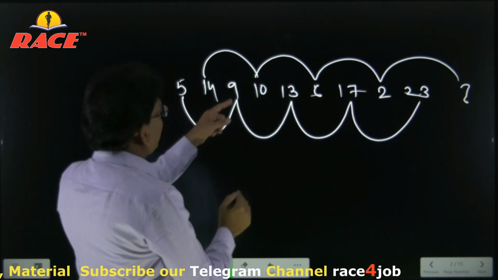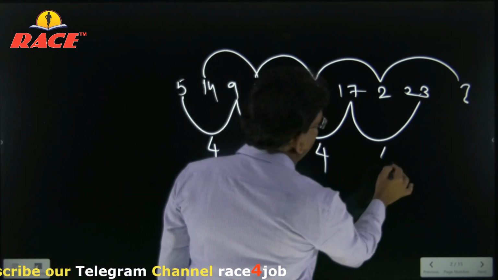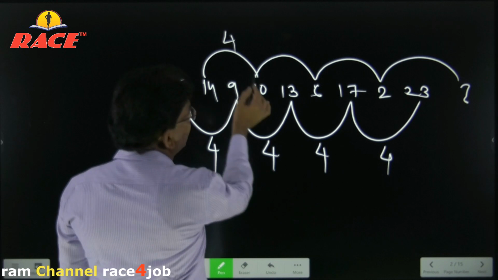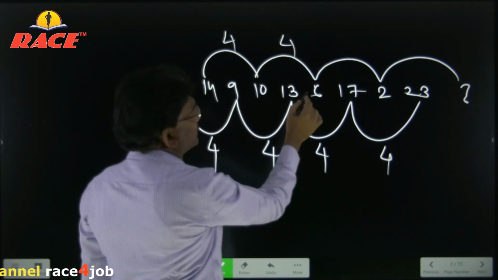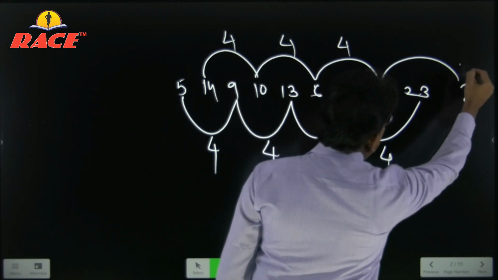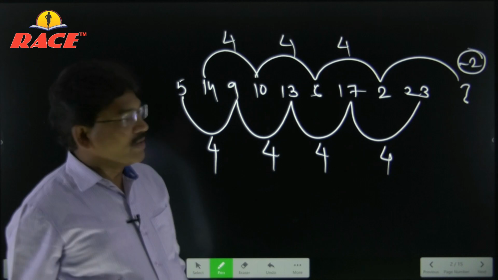You can observe 5 and 9, difference is 4. Difference is 4. Difference is 4. Here 4 is increasing. Here difference is 4, but 4 decreasing. Difference: minus 4, 6, minus 4, 2, minus 4, 2, minus 2. So the next number should be minus 2, is our answer.